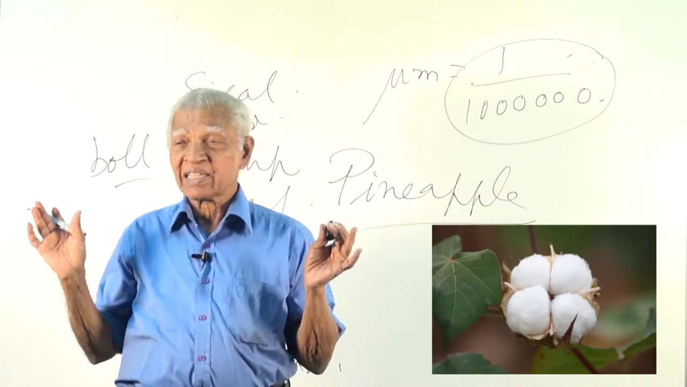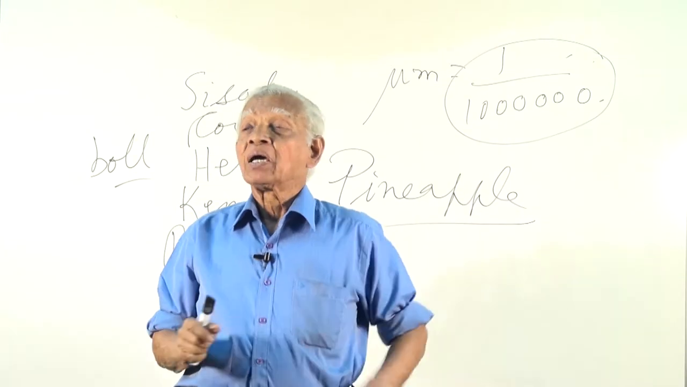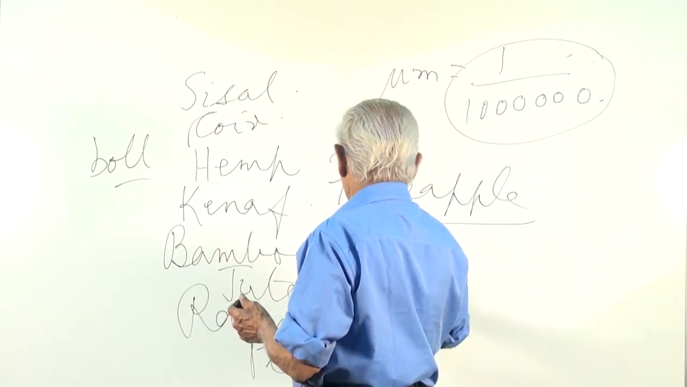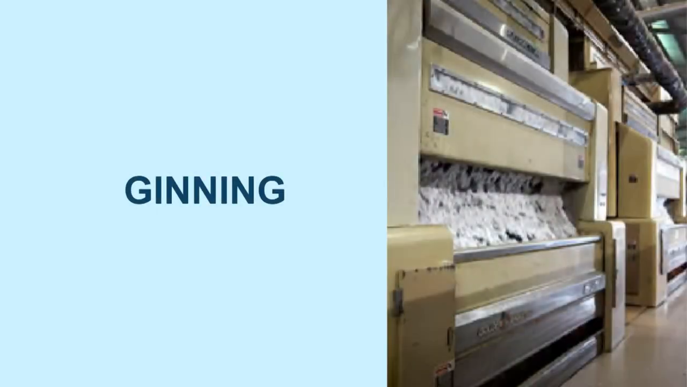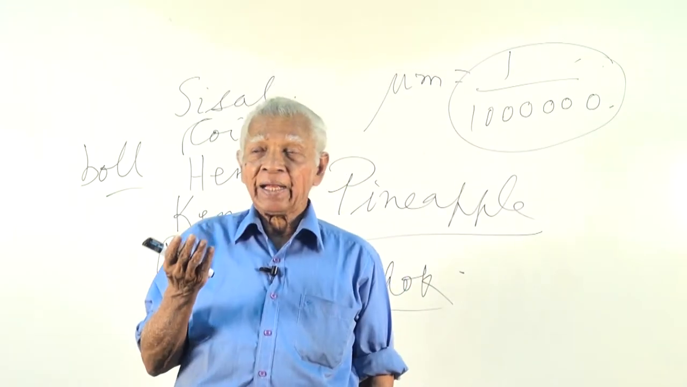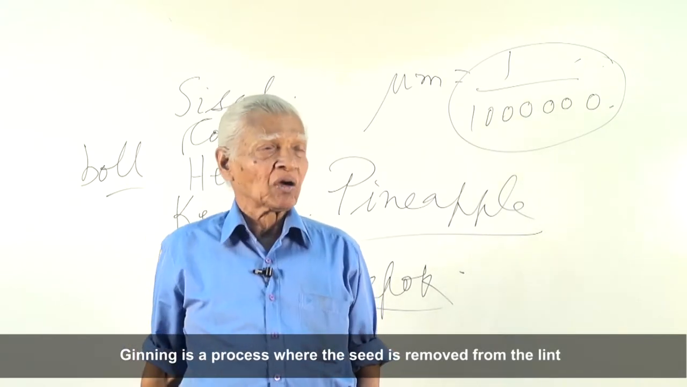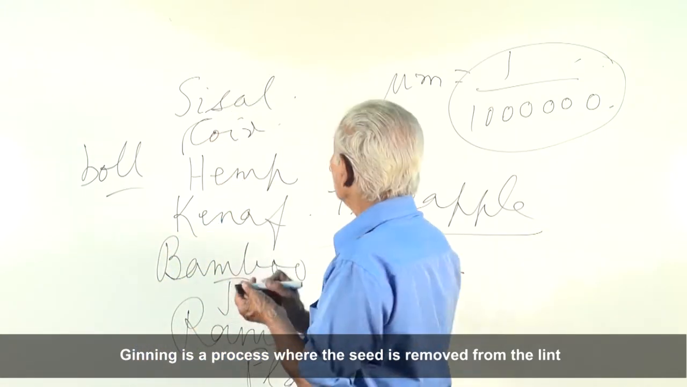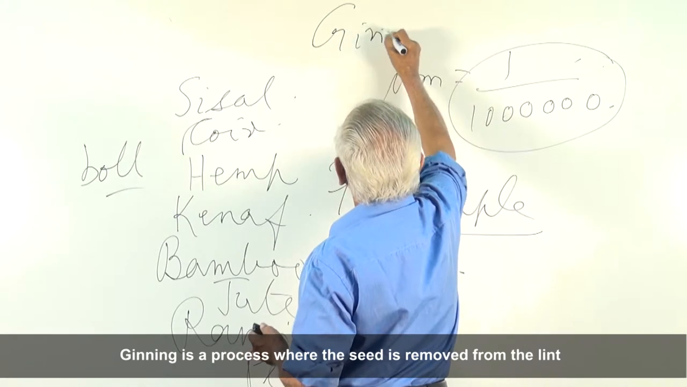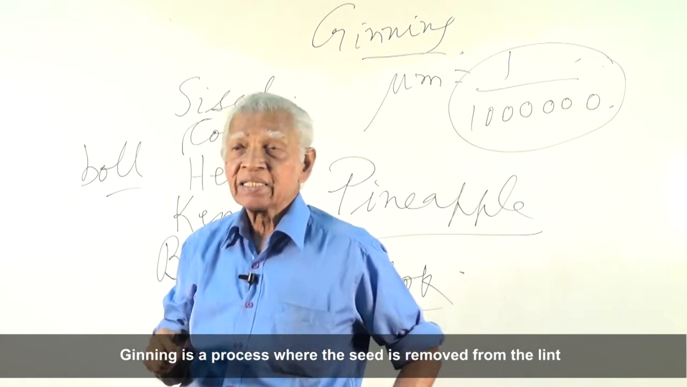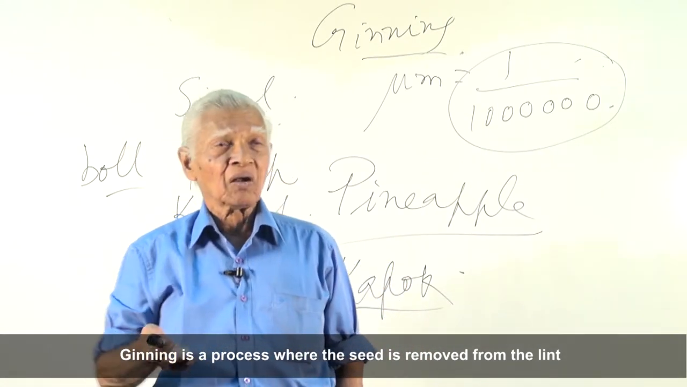The boll contains several fibers along with a seed, and cotton fibers along with the seed are called kapas, seed cotton. The seed has to be removed from the cotton in order to use it for the production of yarn. That process is called ginning. Ginning is a process where the seed is removed from the cotton or the lint.